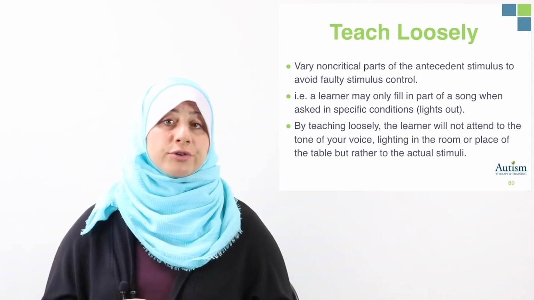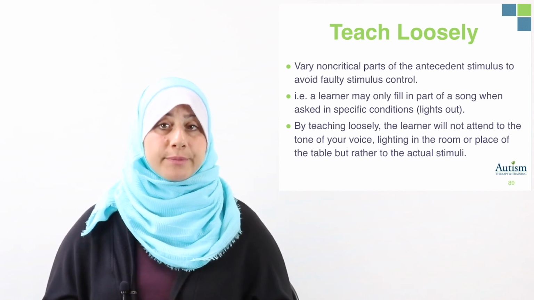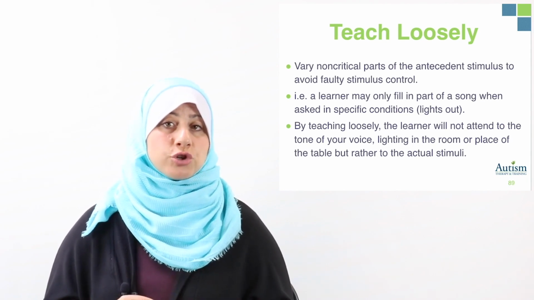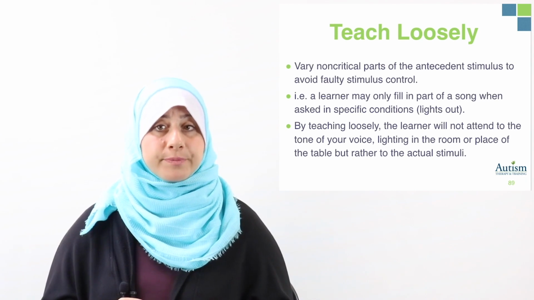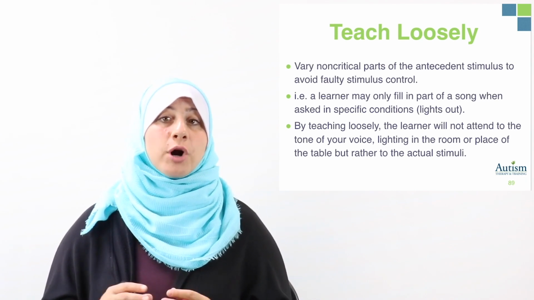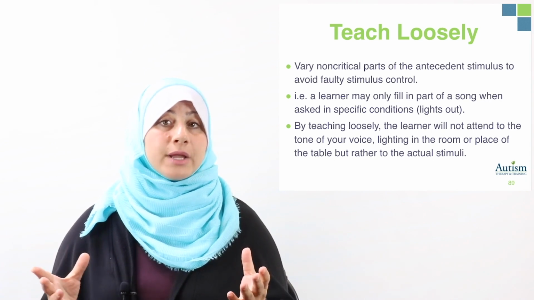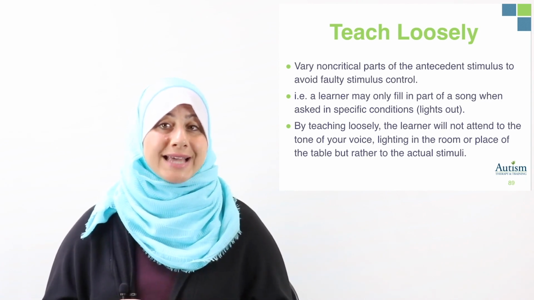Another way to promote generalization is by teaching loosely. Vary non-critical parts of the antecedent stimulus to avoid faulty stimulus control. For example, a learner may only fill in a part of a song when asked in specific conditions, lights out. I give this example because we had this happen to us.